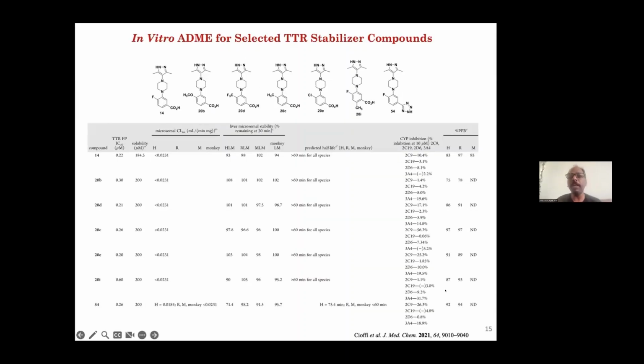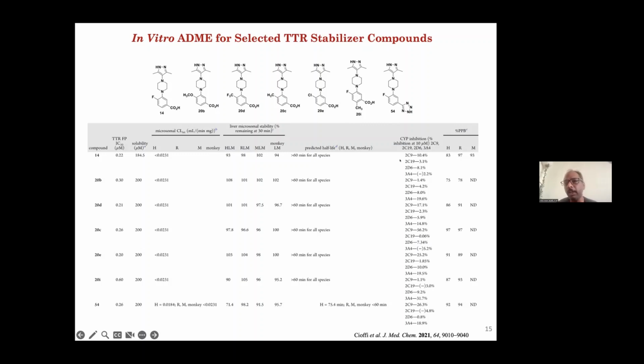And here we have done these studies: solubility and liver microsomal stability, with the percentage remaining at 30 minutes. We have tested human liver microsome, rat liver microsome, mouse liver microsome, and monkey liver microsome. Out of all this, you can see that all these compounds have a solubility of less than 200 micromolar. There is very low microsomal intrinsic clearance, which has been reflected in the human liver microsomal stability.